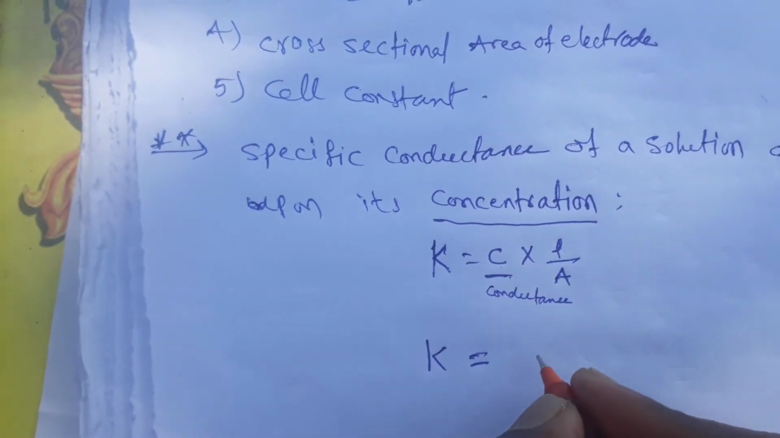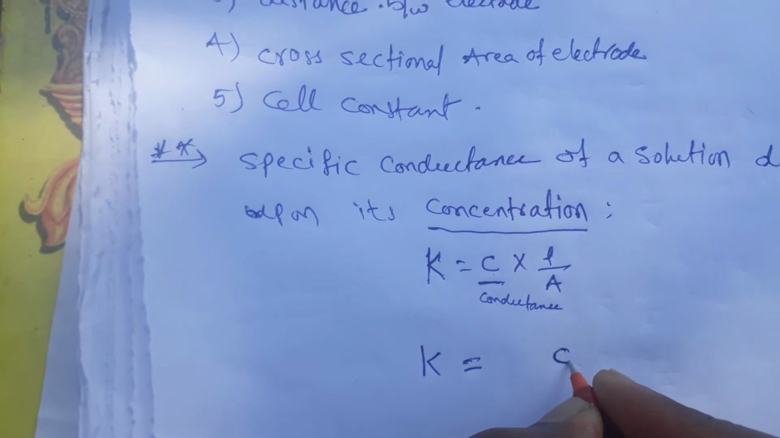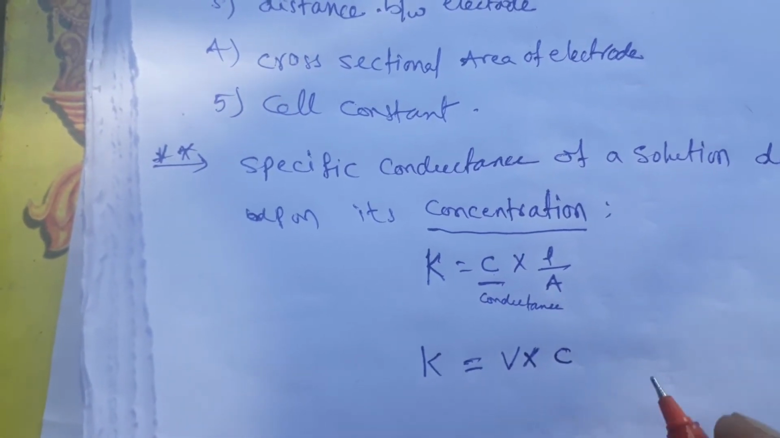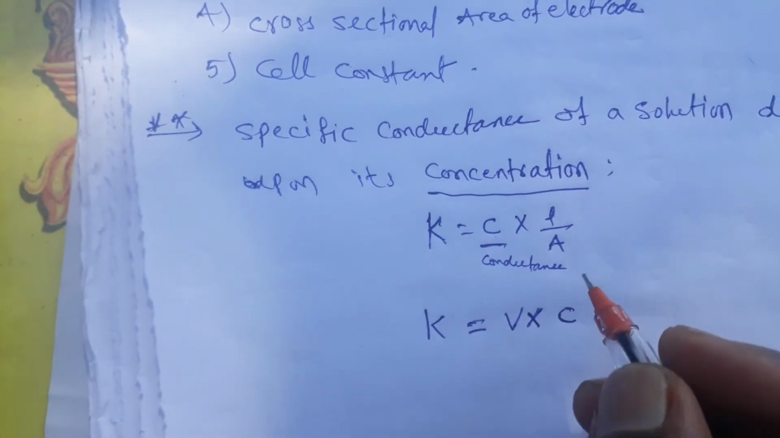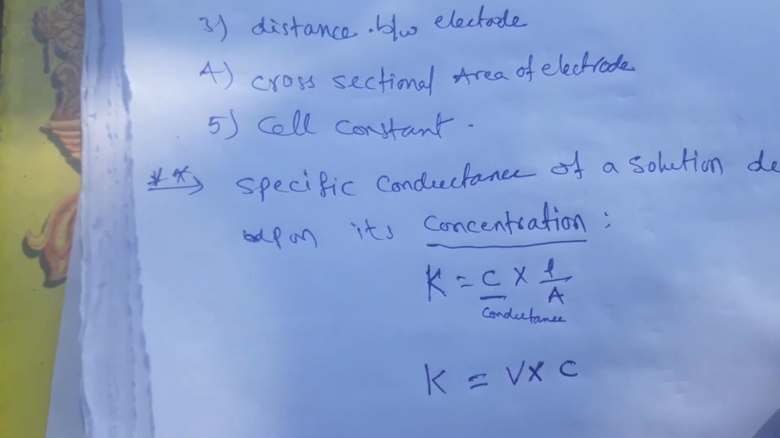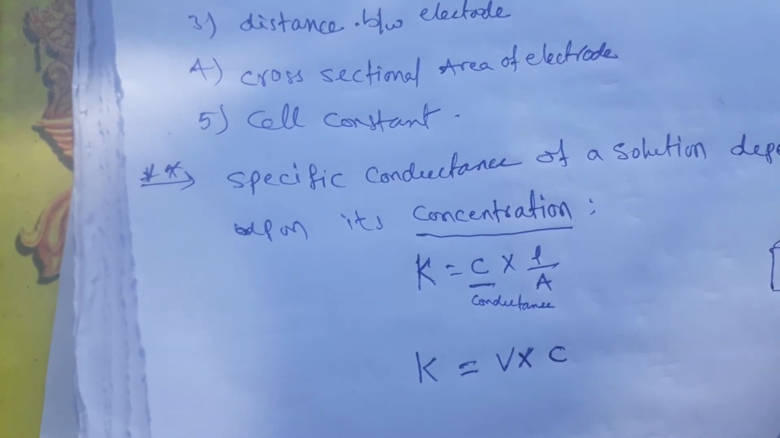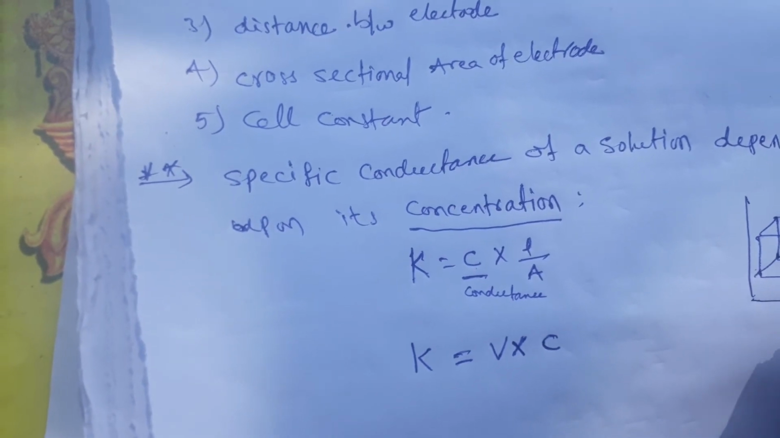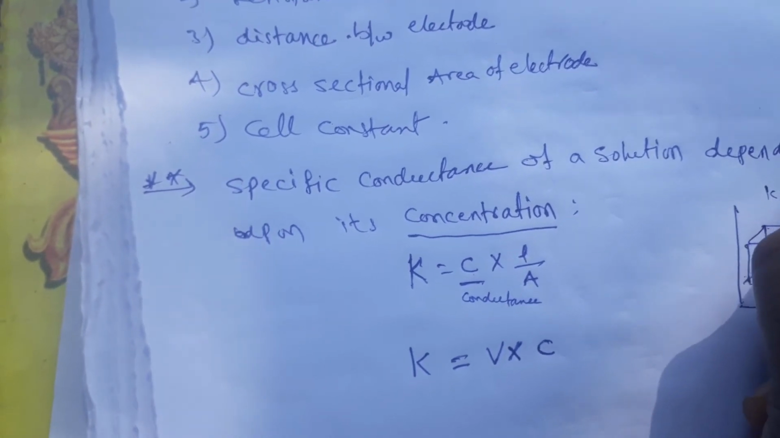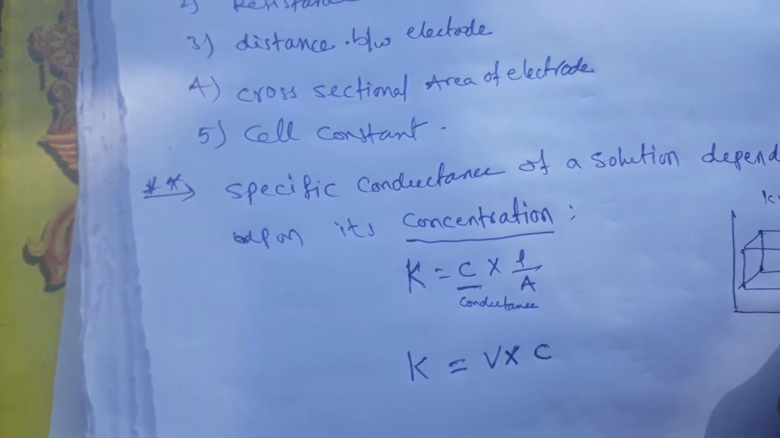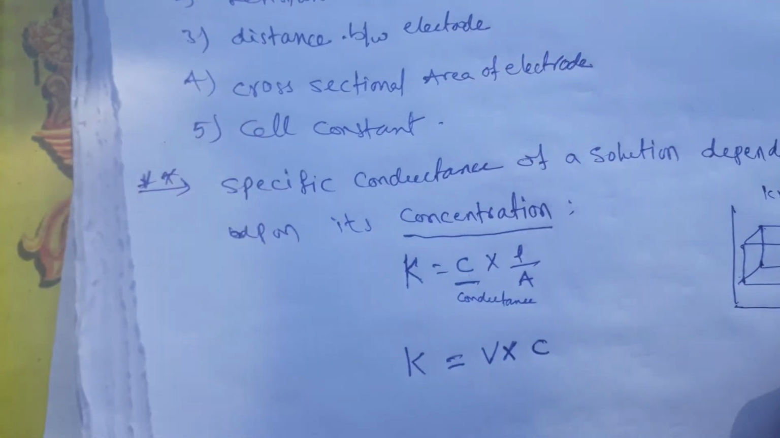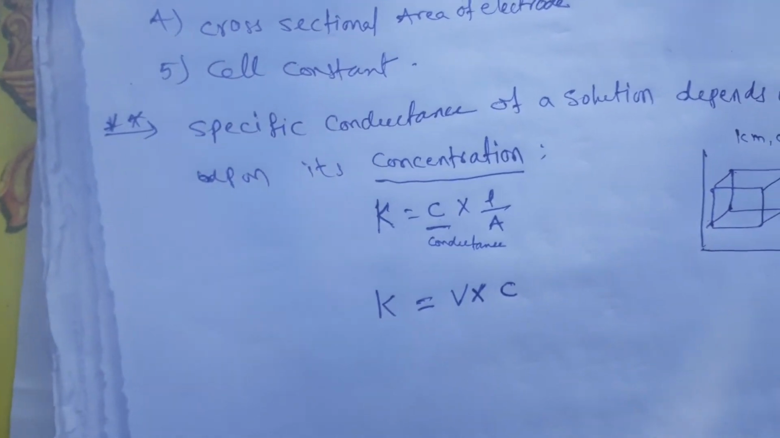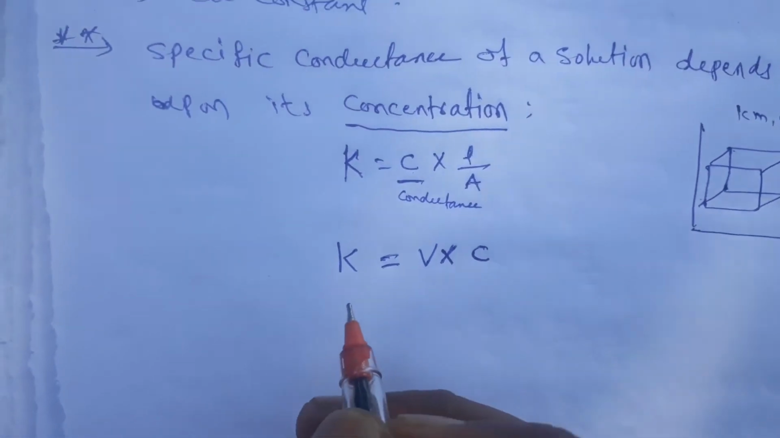So I can write, as concentration will be there, conductance will be there, L by A I can write as V, volume. Why is it volume? We are taking the solution as a cube, that means length into height into breadth, that is 1 centimeter cube, or 1 ml of the solution we are taking. So it depends only on the concentration.